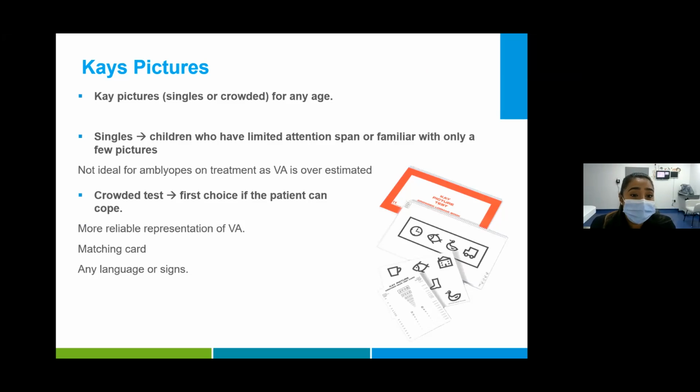So like I said before, K-Pictures, singles or crowded, can be used for any age. Singles for children, or patients, who have limited attention span. Singles is not very ideal for patients who are having treatment for amblyopia because the vision is overestimated. But sometimes this is necessary due to concentration. And like I said, you can use matching cards if they're not able to say all the names properly, or sign languages, or any kind of language.